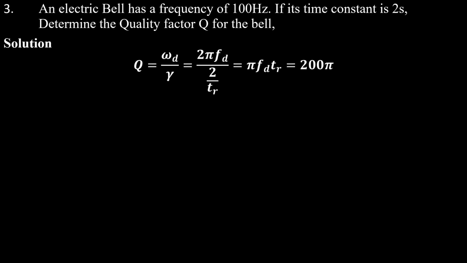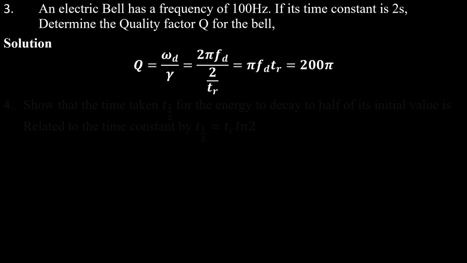Moving on to question 3, we are asked to find the quality factor. So how do we determine the quality factor? This is the expression we have given earlier, omega d over gamma, where omega d is 2 pi fd, and gamma is 2 over tr. From here, if you do the mathematics, you should have 200 pi.